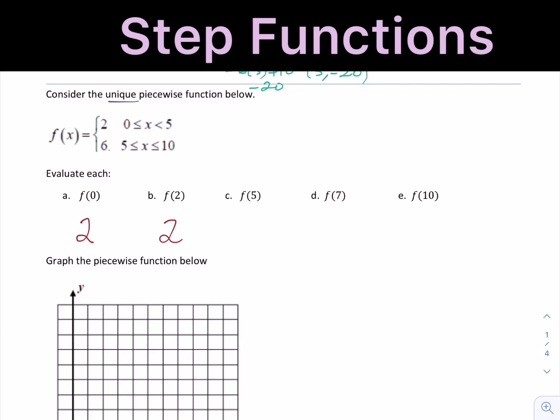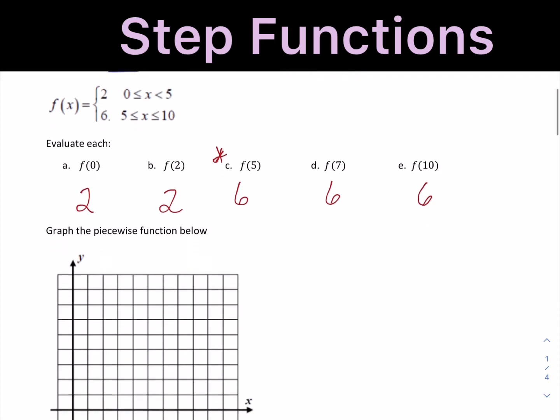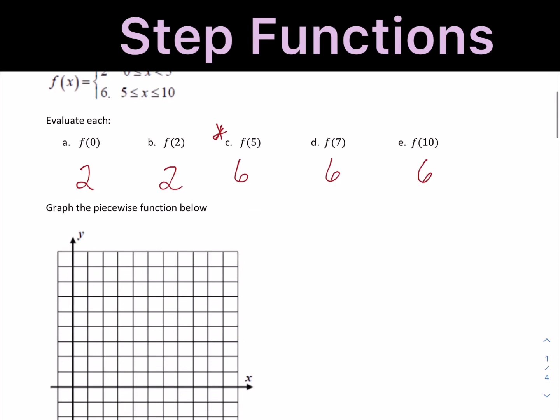F of 5 is our tricky one because it looks like it belongs to both sets, but if you zero in on that equal to symbol, you'll see that f of 5 evaluates at 6. And then f of 7 is also at 6, and f of 10 is also at 6 because 10 is included in the set. So let's graph a step function and take a look at what this looks like.